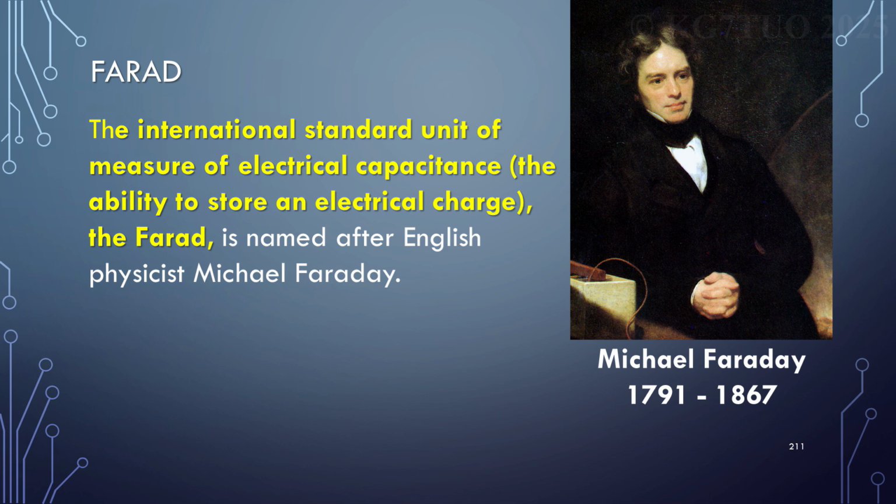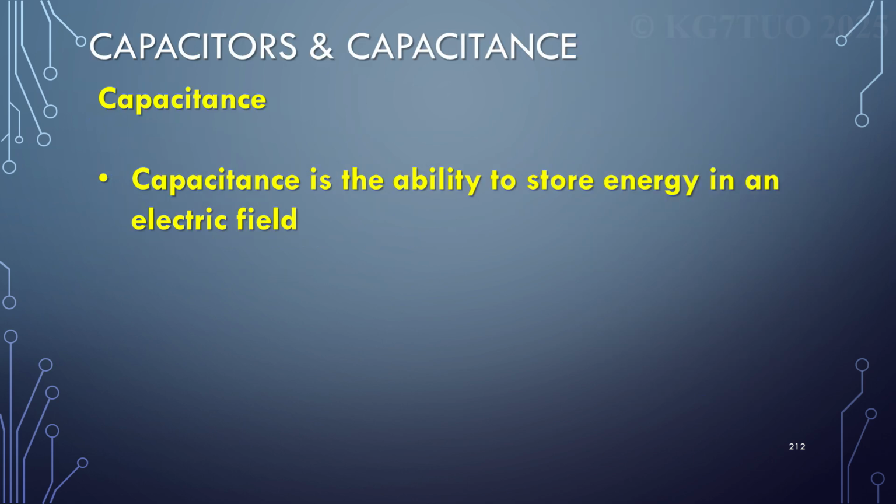So the little magnet, this shiny silver thing in there, is a magnet, and the green thing is a coil of wire. Faraday lived from 1791 to 1867. He died right after the Civil War was over.